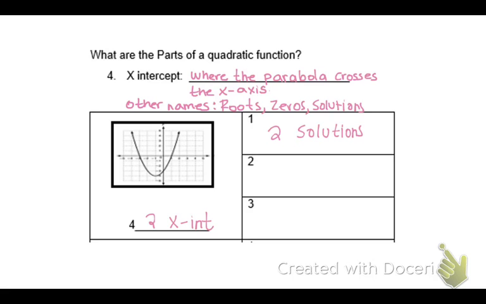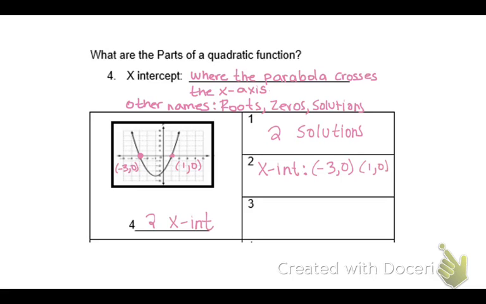Okay? Now, whenever we write x-intercepts, we write them as ordered pairs. Okay? So let's take a look at the graph. The graph crosses the x-axis where x is -3, so we write it as (-3, 0). And then it also crosses the x-axis when x is 1. Okay? So then that will be (1, 0). That is my second x-intercept.